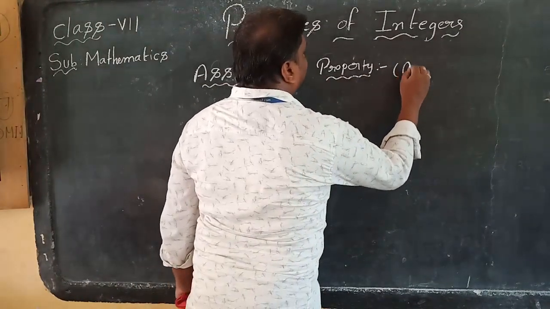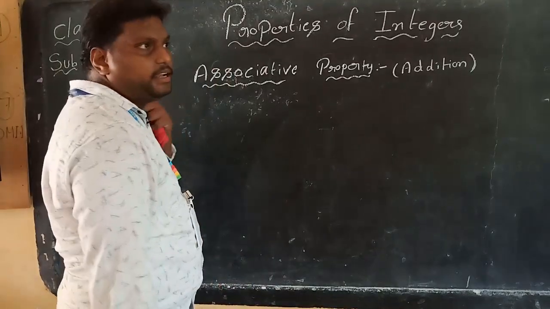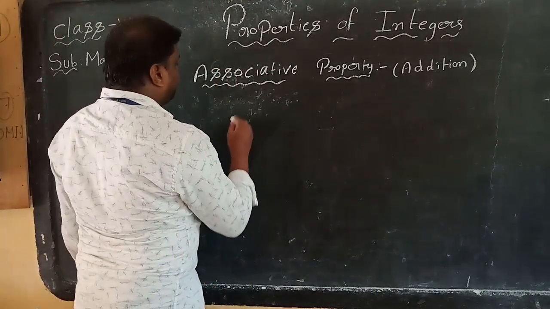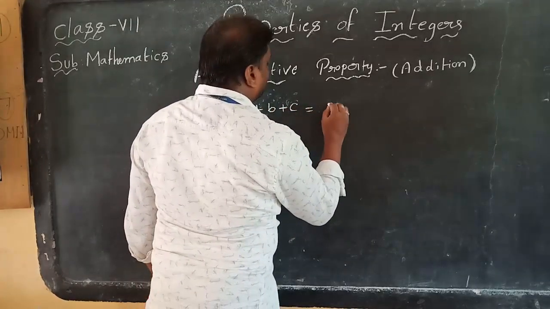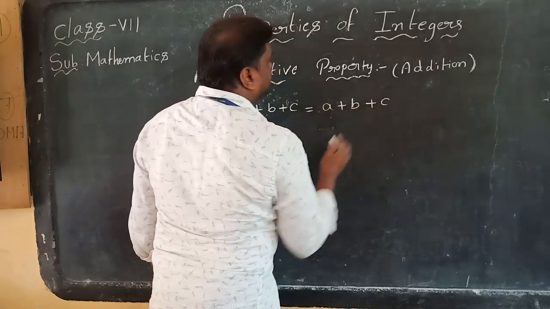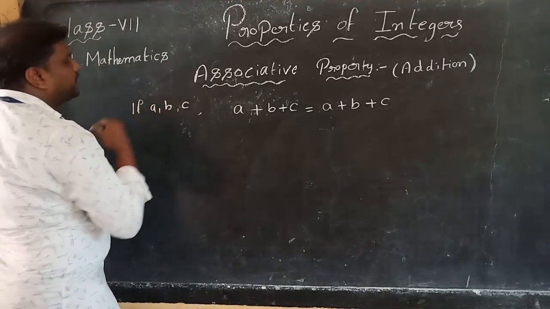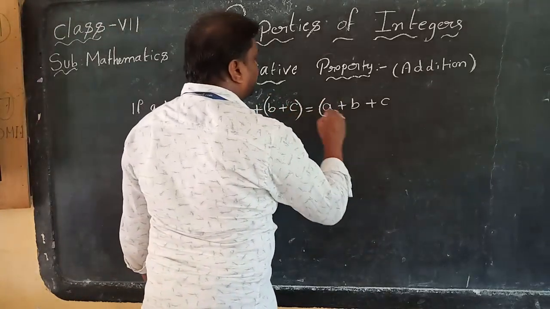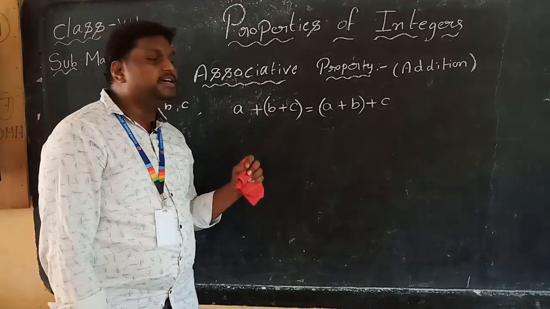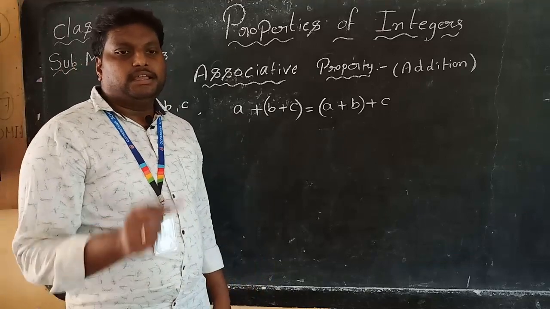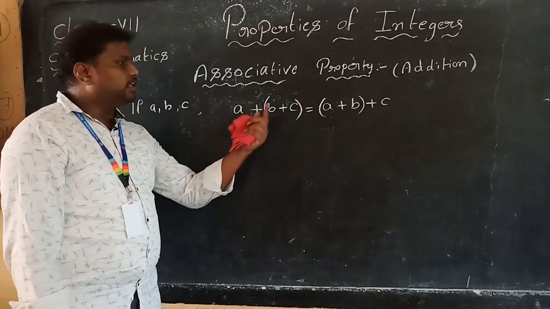First, under addition. Associative property under addition. See, associative property means a plus b plus c is equal to a plus b plus c, grouped differently. If a, b, c are three integers, we can write (a plus b) plus c is equal to a plus (b plus c). Actually, it is the sum of three numbers. For example, we have three numbers and we have to add them. Compulsorily, out of these three, we have to take any two numbers: the first number and second number, otherwise the second number and third number, otherwise the first and third number.